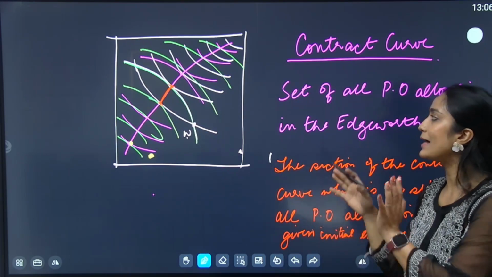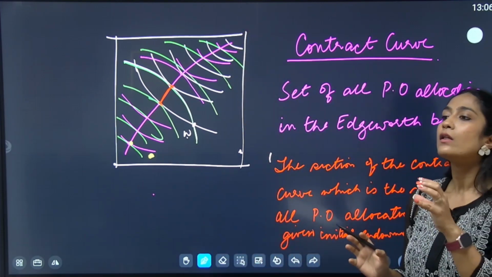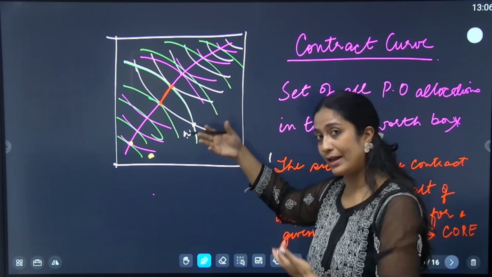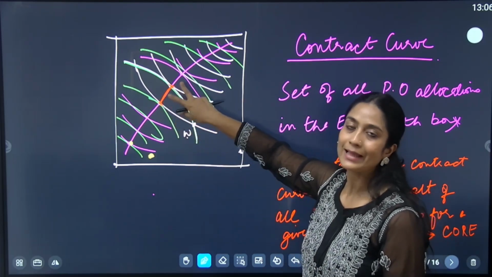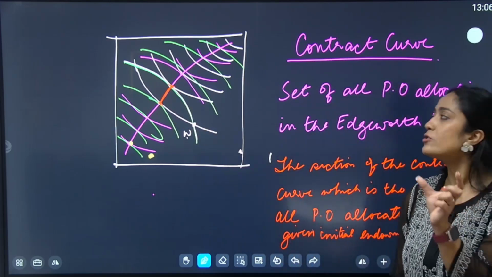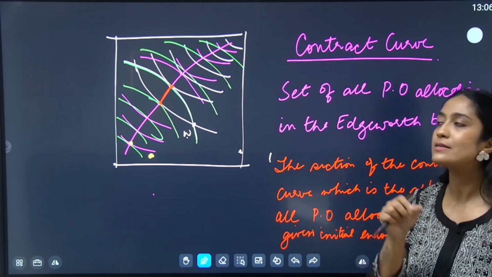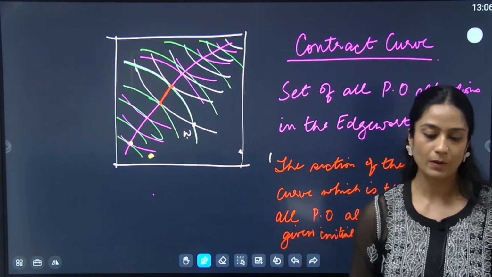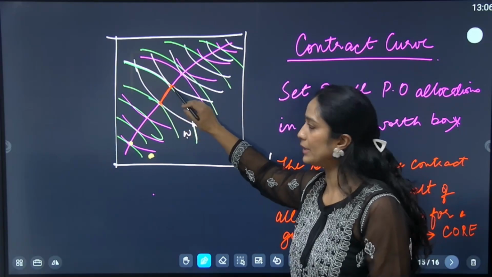But within this set of allocations that are Pareto optimal, the actual final allocation will only be restricted to this section. And this is dependent on the initial endowment. And this essentially is called the core. Okay. So the core is the section of the contract curve that will actually take place. And this is determined by where you have started.